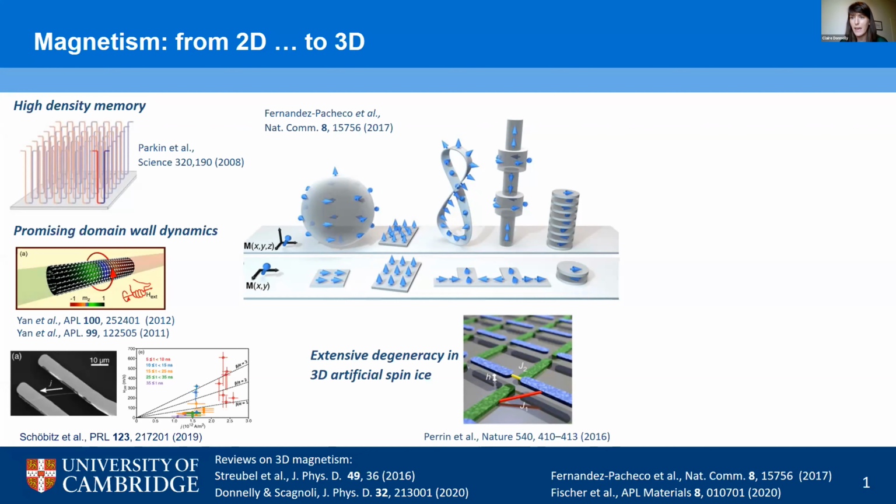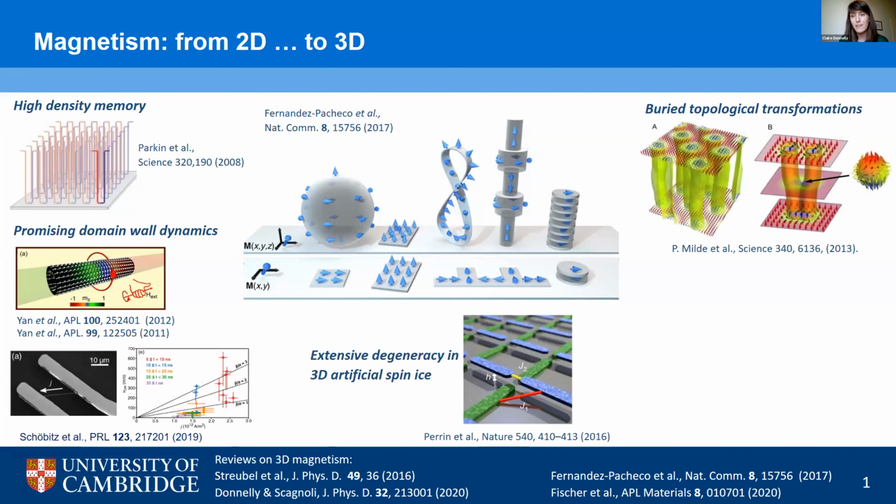When it comes to another very well-known and very exciting topic of magnetism, which is topological structures, such as skyrmions, when we go to 3-dimensional extended or even bulk-like systems, we have the possibility of observing skyrmion tube structures and even buried topological transformations that can include the presence of magnetization singularities.